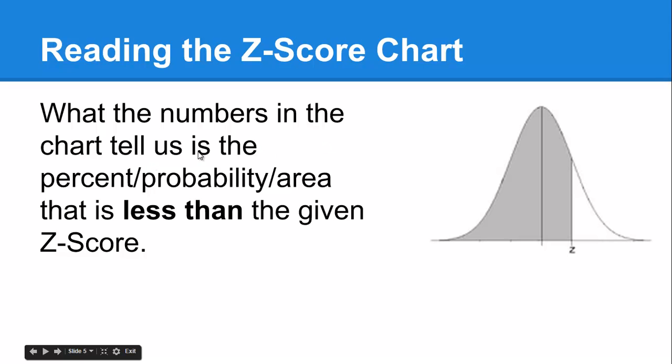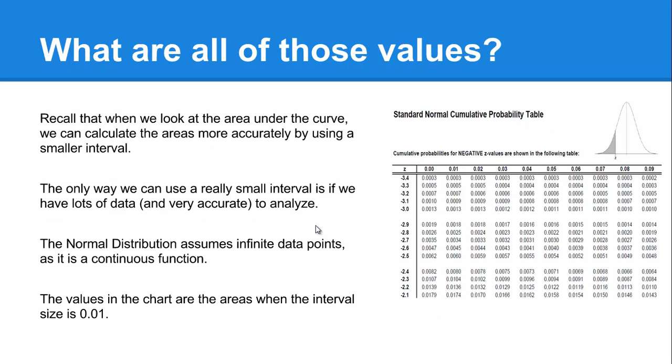What the numbers in the chart tell us is the percent probability, the area, that is less than the given Z-score. So all these numbers are less than a given Z-score. Okay.